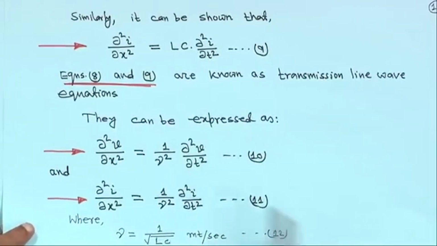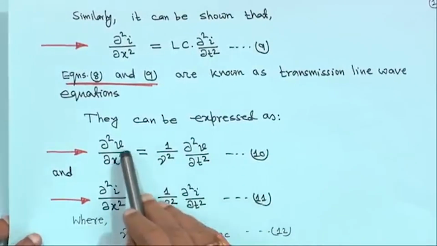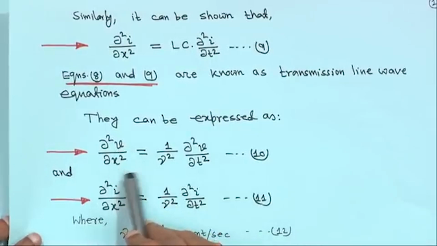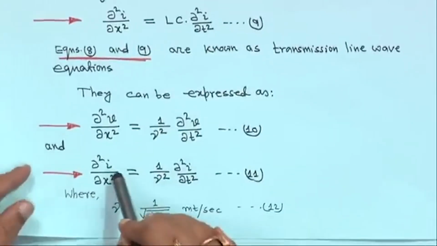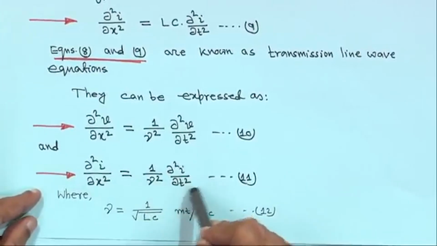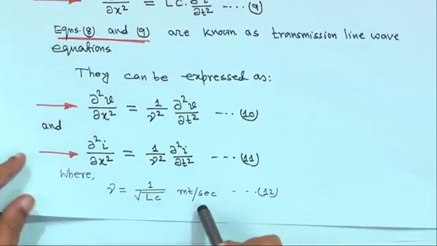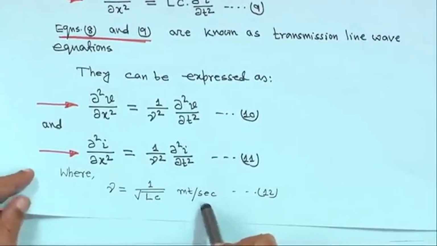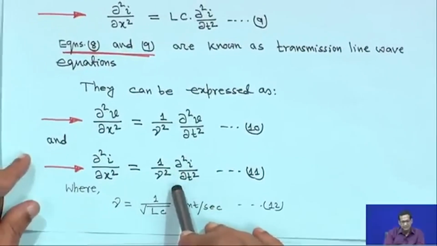Therefore, equation 8 can be expressed as del square V del x square is equal to 1 upon gamma square del square V del t square, and the other equation can be written as del square I del x square is equal to 1 upon gamma square del square I del t square. This is equation 11, where gamma is equal to 1 upon root over L C meter per second, right. So, gamma we have defined as 1 upon root over L C.